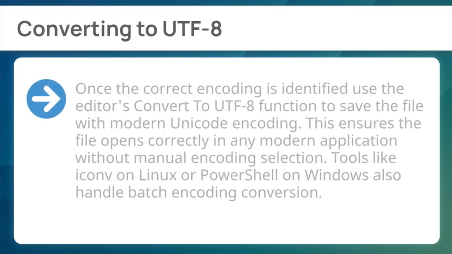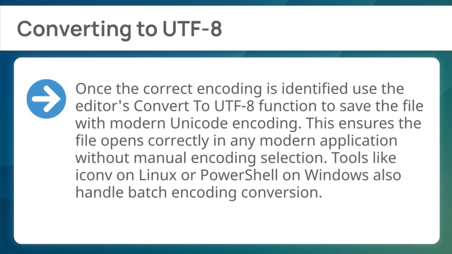Next, converting to UTF-8. Once the correct encoding is identified, use the editor's Convert to UTF-8 function to save the file with modern Unicode encoding. This ensures the file opens correctly in any modern application without manual encoding selection. Tools like iconv on Linux or PowerShell on Windows also handle batch encoding conversion.